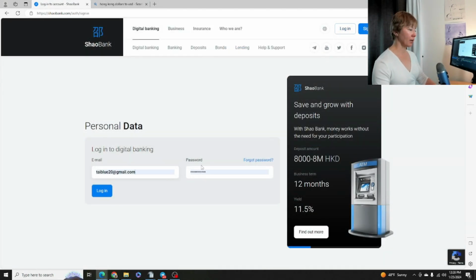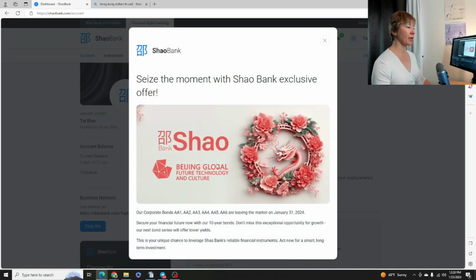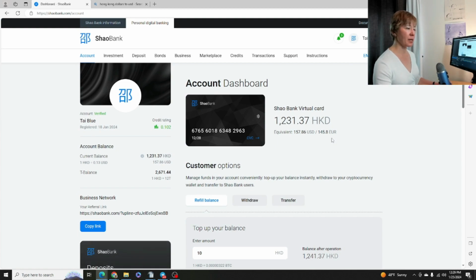And let's go ahead and log in. We are at the dashboard of my account. We have this nice pop-up, season moment, with a Shao Bank exclusive offer here. It looks like an offer that's good till the next few days, January 31st. Secure your financial future now with our 10-year bonds. Don't miss the exceptional opportunity for growth. Our next bond series will offer lower yields. This is your unique chance to leverage Shao Bank's reliable financial instruments. It looks like there are a few more days, so you can take part in that.